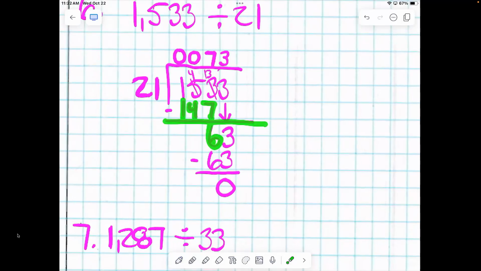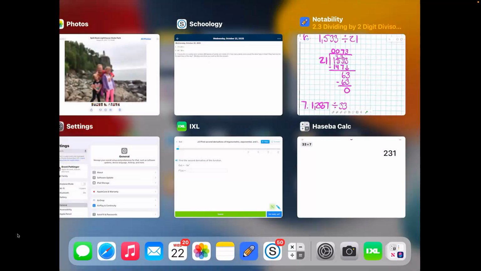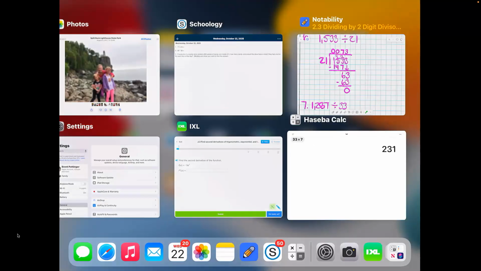6. What's left over when I subtract? 6. Is 6 smaller than 21? So what do I do next? Does 21 go into 63? You guys said 3 times? According to my calculator, what is 3 times 21?